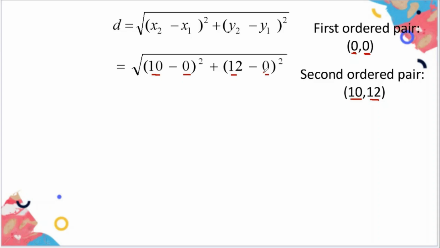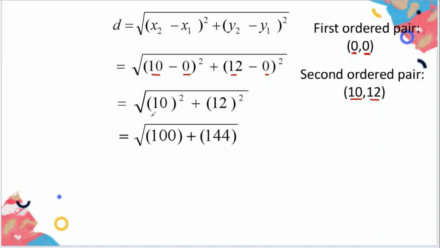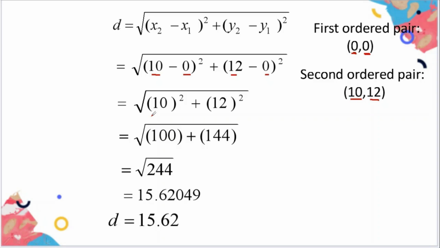So simplify. 10 minus 0 is 10. 12 minus 0 is 12. Then after that, simplify 10 squared and 12 squared. We have 100 and 144. So add them up, we have 244. Then we will find the approximate value of the square root of 244 by using our calculator. So therefore, the distance is again 15.62 miles.